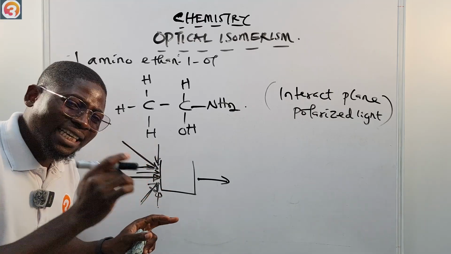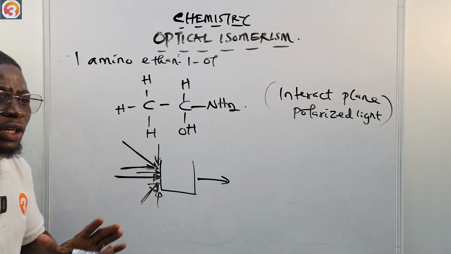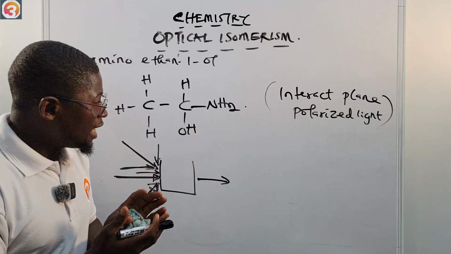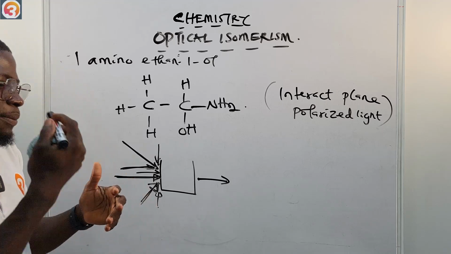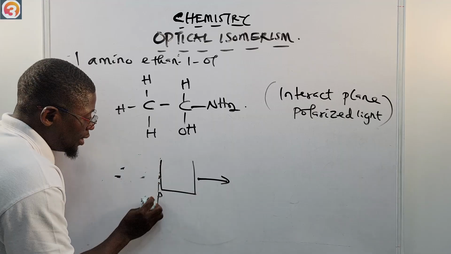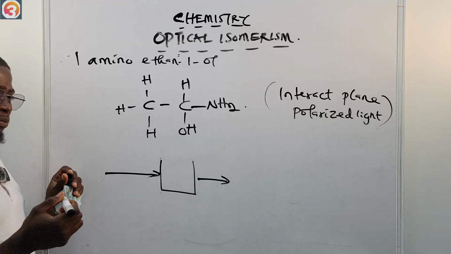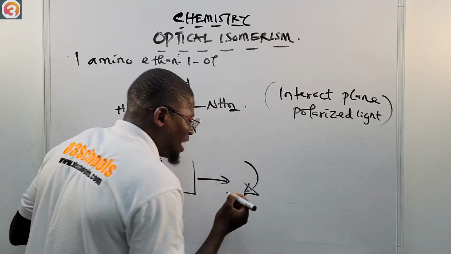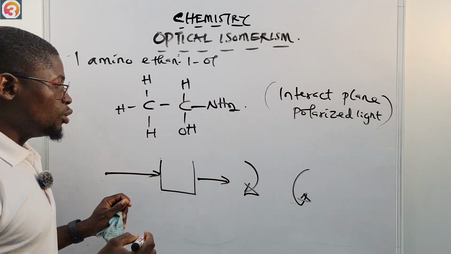We pass light that travels in one direction. If you want it to travel in the X plane, let it travel in the X plane. If you want it to travel in the Y plane, let it travel in the Y plane. But we must use plane polarized light. So the difference between those two enantiomers is how they interact with plane polarized light. As we pass it through an enantiomer, it comes out the other side and rotates the plane polarized light either to the left or to the right.